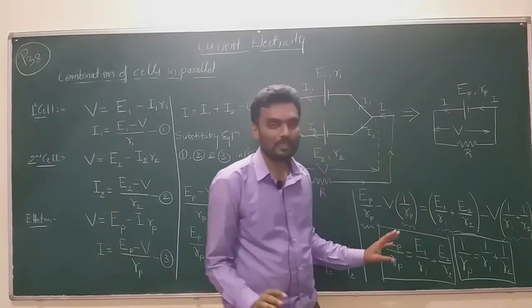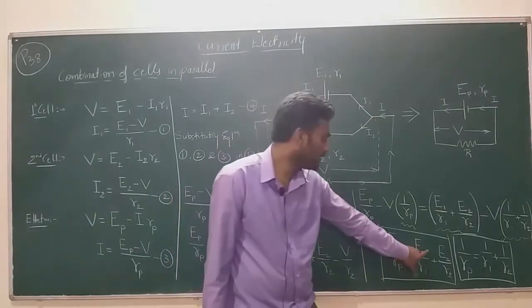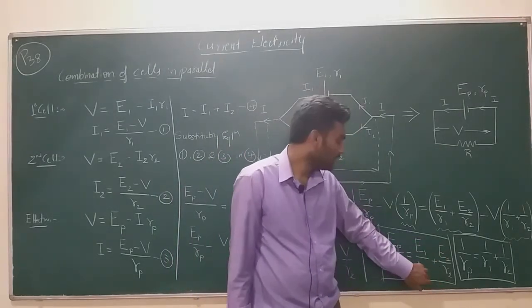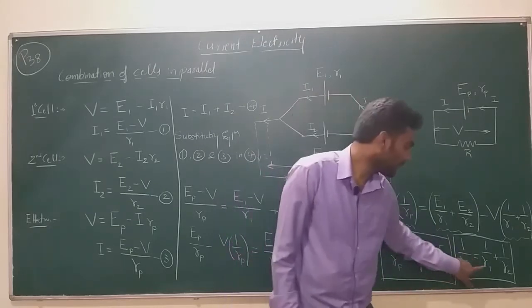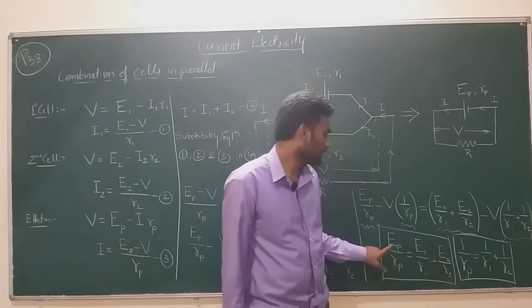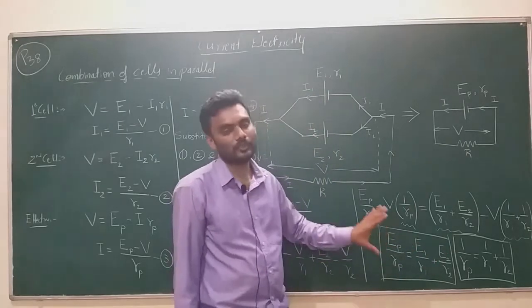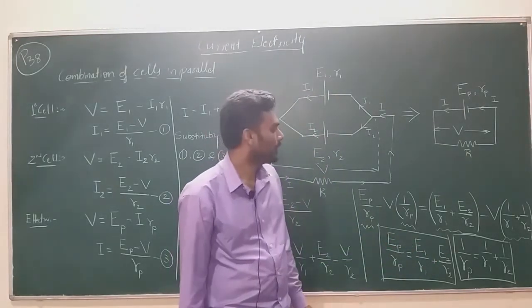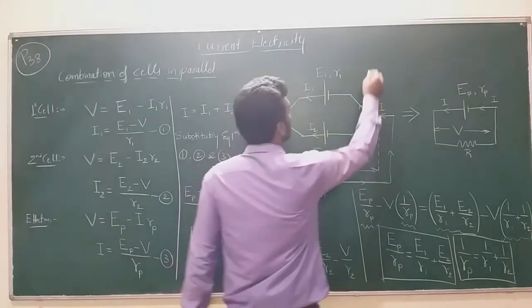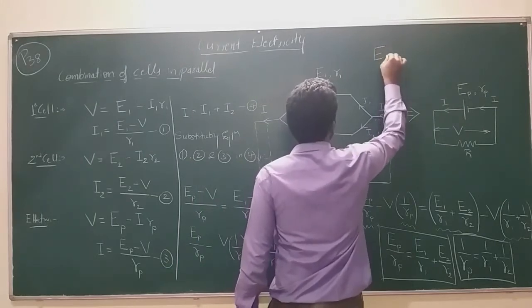Anyhow, they will give E1. These are the given factors when you go for problems. E1 they will give, E2 they will give, R1 they will give, R2 they will give. Once you have R1 and R2, you can obtain Rp. Once you have Rp, R1, R2, E1, E2, you can get EP. This is how you can solve problems based on this.